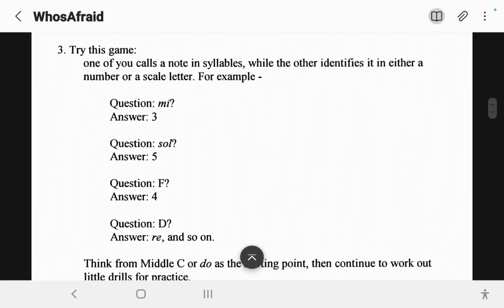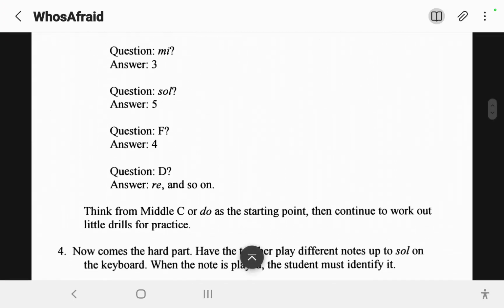Okay, so looking at number 3. Number 3 says, try this game. One of you calls out a note in syllables while the other identifies either the number or scale degree. And then they give some examples. If someone says mi, the student says 3. Someone says sol, student says 5. Someone says F, the student says 4. So they switched it around. They used the alphabetic letter, and the student had to identify.